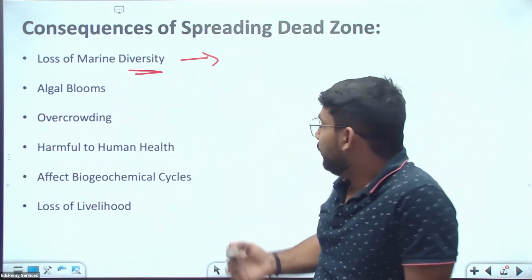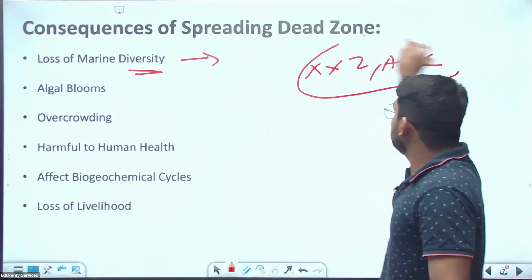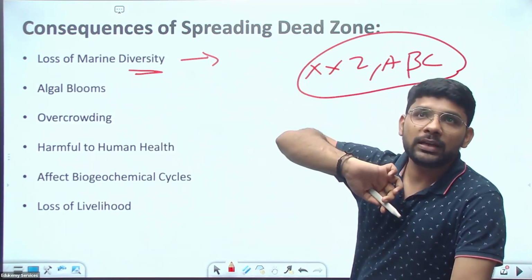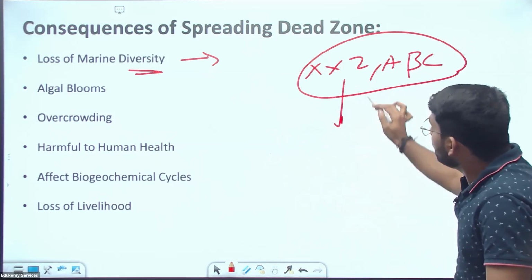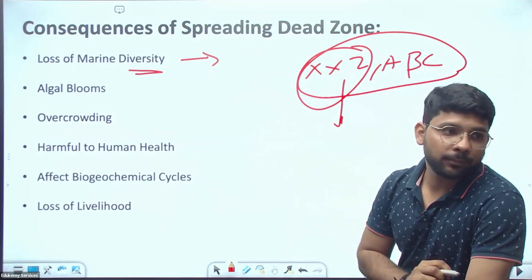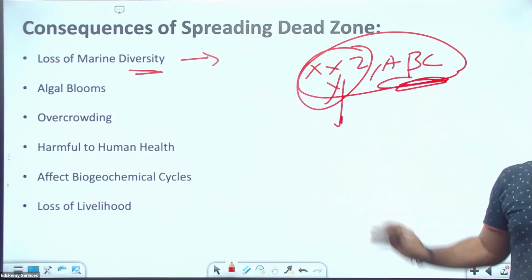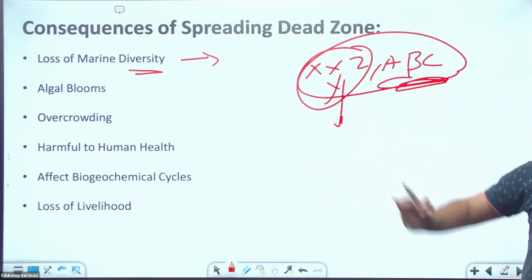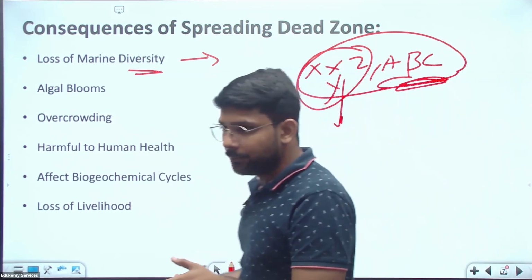Clear? Say there are X, Y, Z, A, B, C, six organisms. Initially, there are six organisms in some specific area, but due to the decrease in the oxygen level, these X, Y, Z cannot survive in the lower amount of oxygen. So these start dying and only the other specific organisms can survive there. So that leads to the loss of marine diversity. Okay, clear?